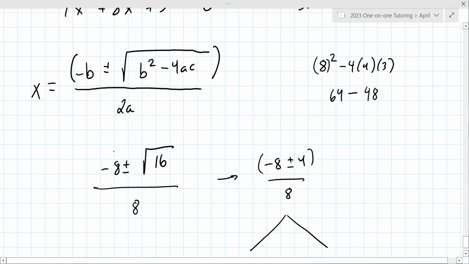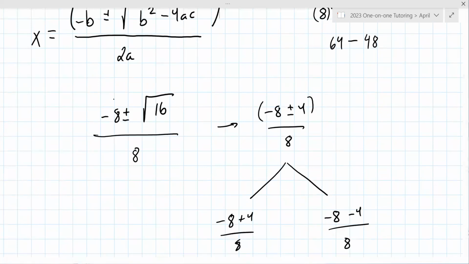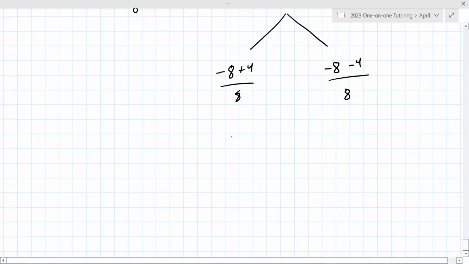Oh, okay. So then it'd be -8 plus 4 and then -8 minus 4. So then that's -4 and then -12, all divided by 8. So you get x equals -1/2 and then x equals -3/2. Yes. Okay, now I'm hearing good stuff. Like it.